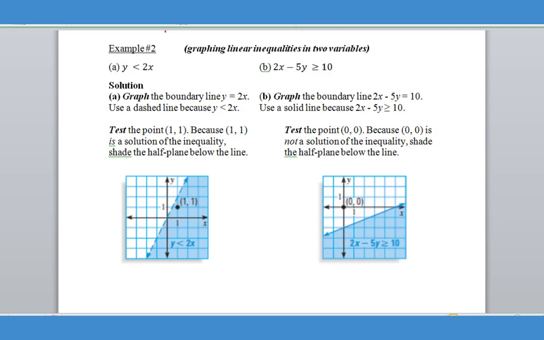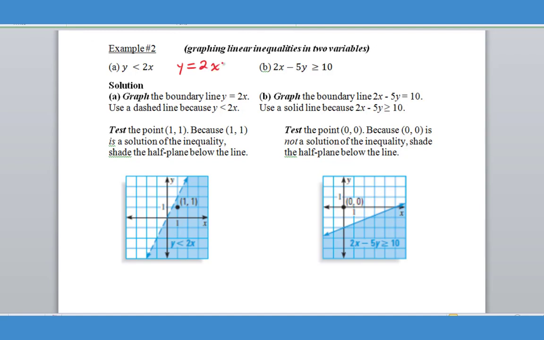Okay, I'm going to take you through example number 2, part A, and then I'll go through part B as well since it's a different form, and then you can work the examples after that. So let's take a look here first. In example number 2, the very first thing we have to do is rewrite this as an equation of a boundary line, and so we're going to rewrite this as y equals 2x.